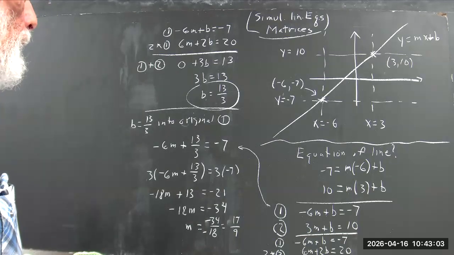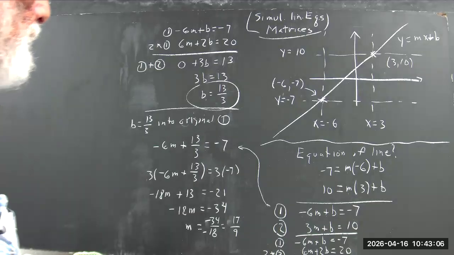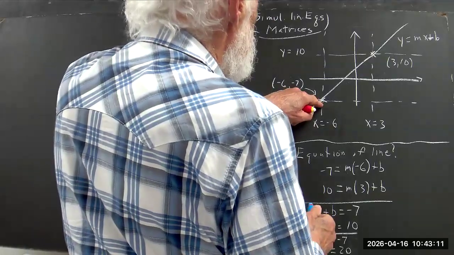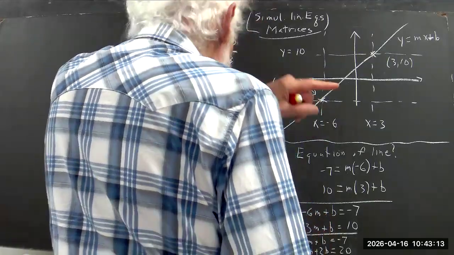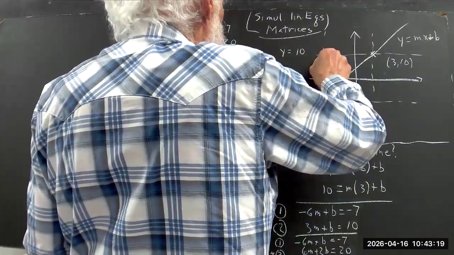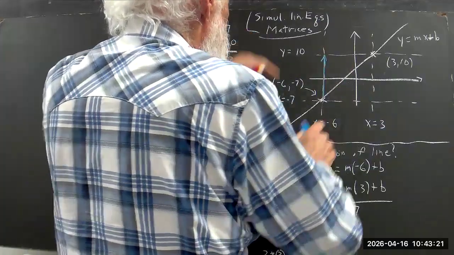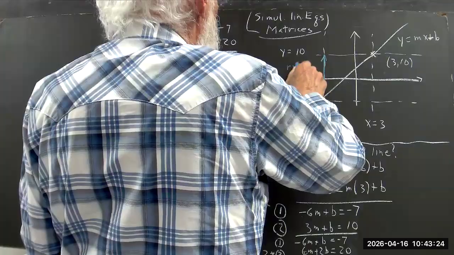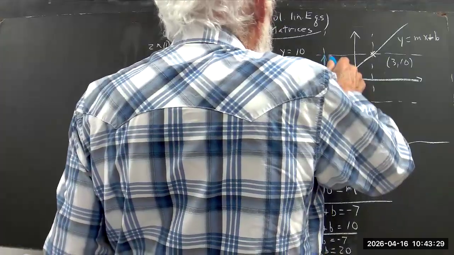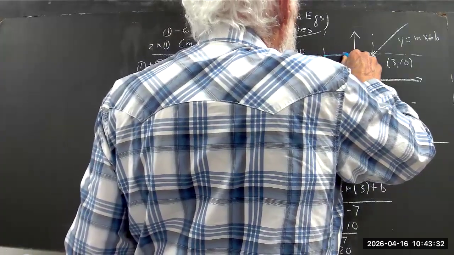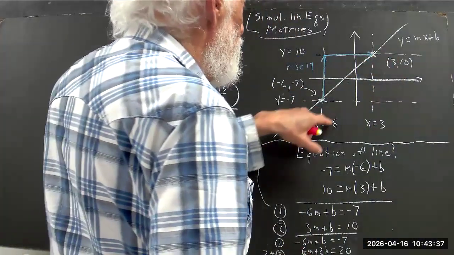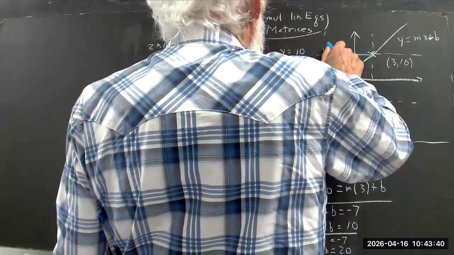Okay. So does that make sense? Well, if we go back and look at the original triangle, from y equals negative 7 up to y equals 10, my rise from negative 7 to 10 is a rise of 17. And from that point over to the point 3, 10, I'm going from x equals -6 to x equals 3. This is a run of 9.